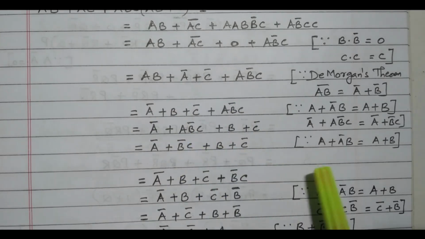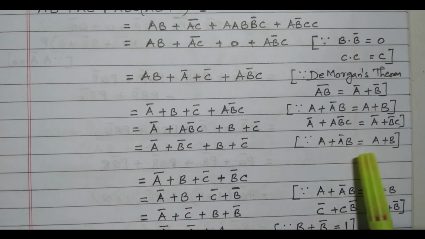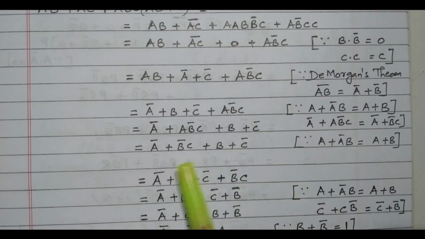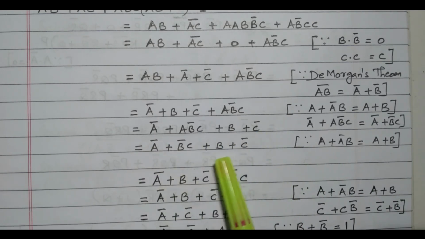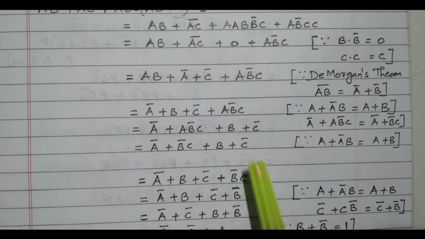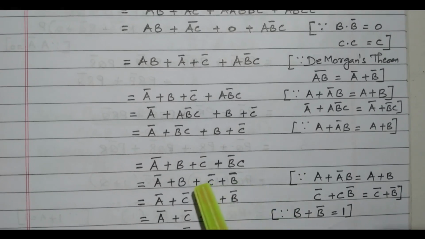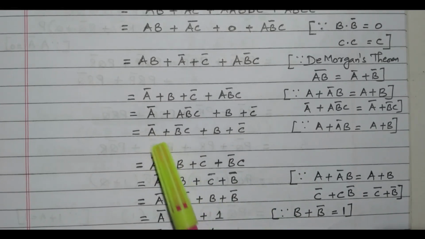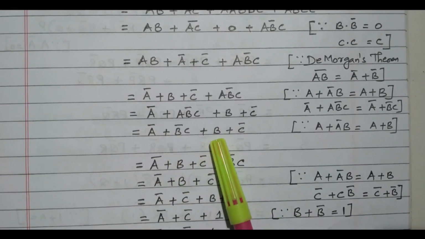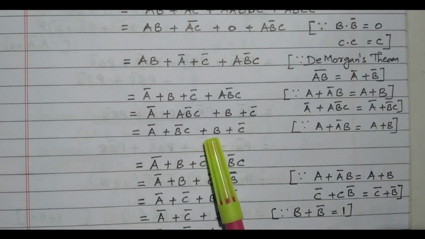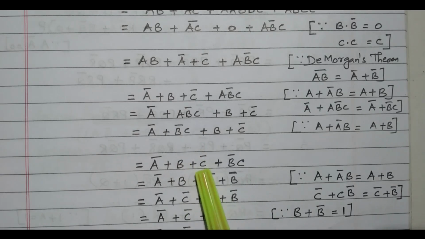The next what we have, A plus A bar B equal to A plus B. Again we are applying the same theorem. So it is rearranged. A bar plus B bar C plus B plus C bar, right? Now we'll rewrite that. This A bar plus B bar C plus B C bar. This B bar C plus B can be written as B plus C bar, right?